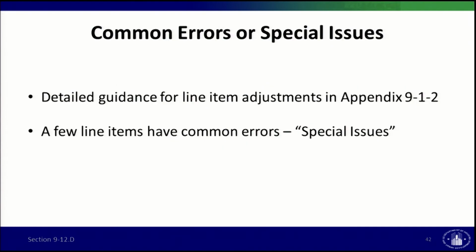We've also provided some additional guidance for line item adjustments in Appendix 9.1.2A5. There's a table in front of those instructions where we identify a few line items where errors have been made in the past. We call those special issues. As you're making adjustments on the grid, please pay particular attention to those issues identified on the next slide.